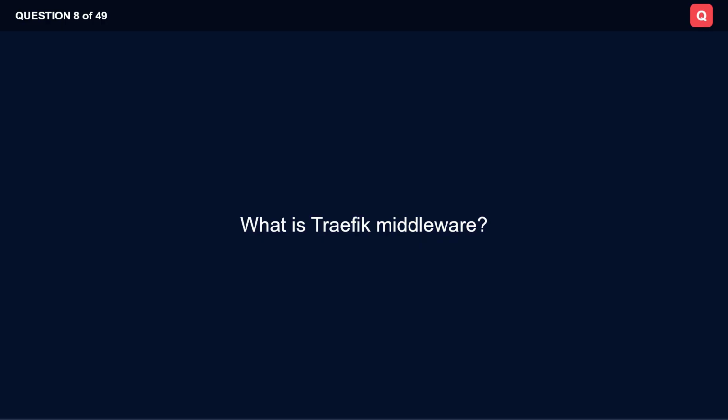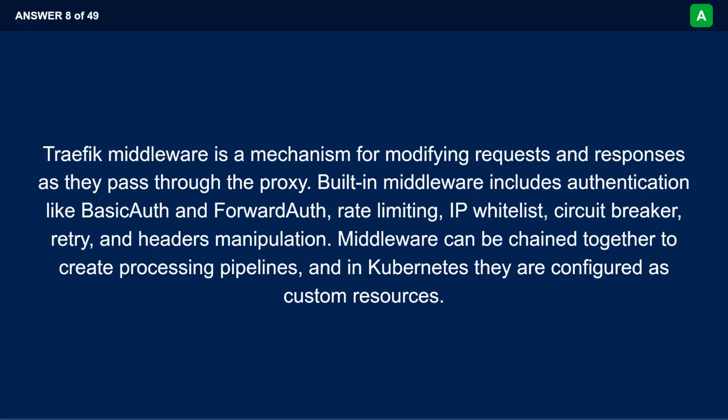What is Traefik middleware? Traefik middleware is a mechanism for modifying requests and responses as they pass through the proxy. Built-in middleware includes authentication like basic auth and forward auth, rate limiting, IP whitelist, circuit breaker, retry, and headers manipulation. Middleware can be chained together to create processing pipelines, and in Kubernetes they are configured as custom resources.